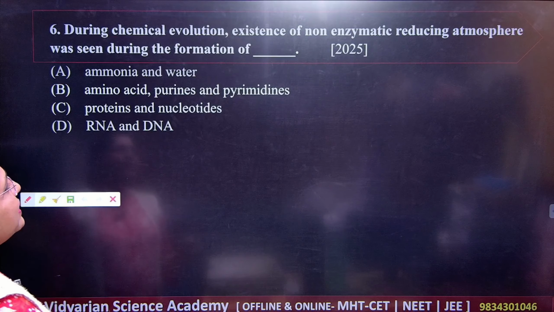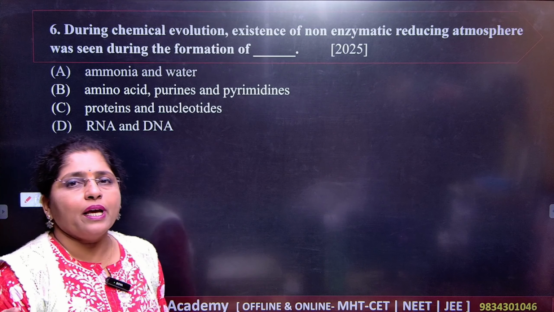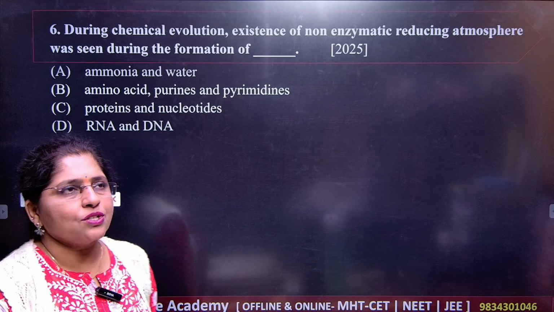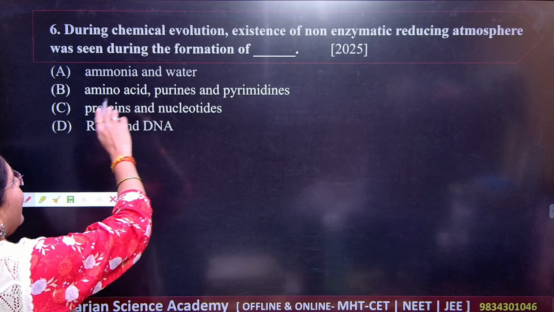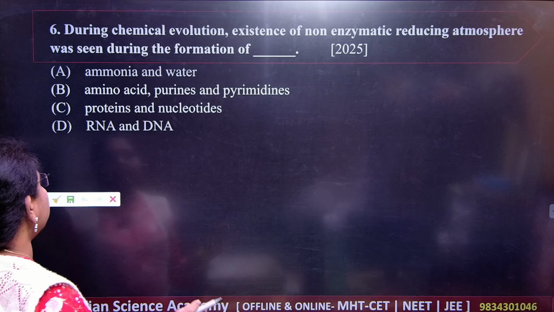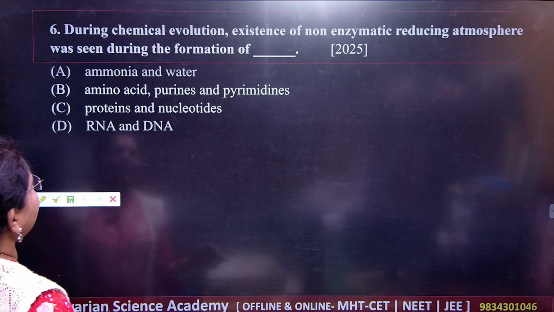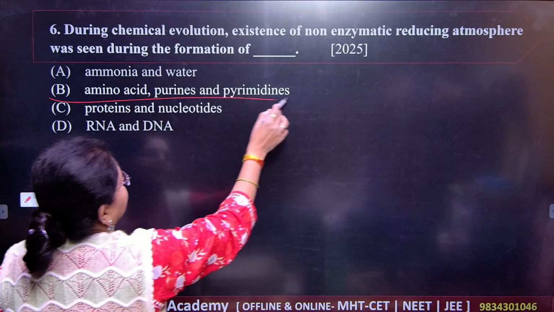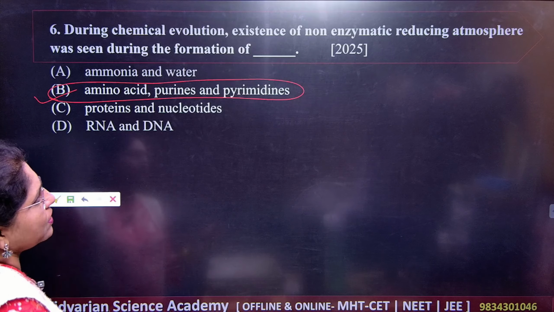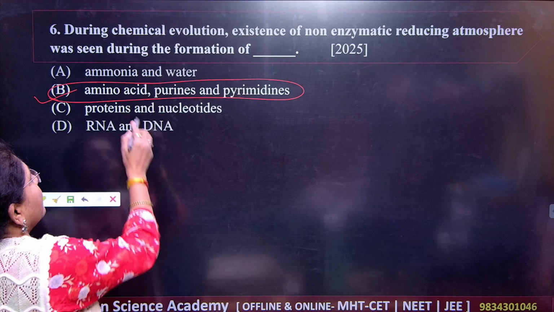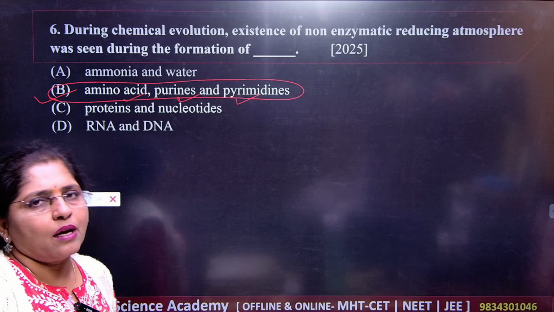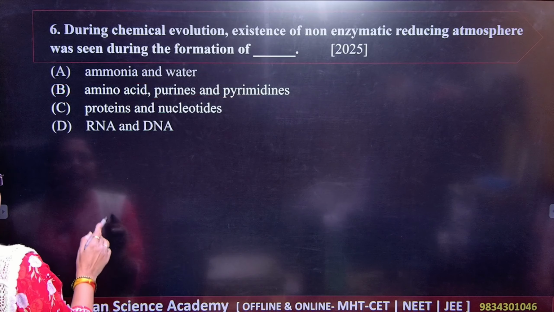Next, during the chemical evolution, the existence of the non-enzymatic reducing atmosphere was seen during the formation of dash. The options are ammonia and water; amino acids, purines, pyrimidines; proteins and nucleic acids; and RNA and DNA. What is the important thing here? During chemical evolution, the existing non-enzymatic things were amino acids, then purines and pyrimidines, the nitrogen bases, and amino acids. So B is your correct answer.